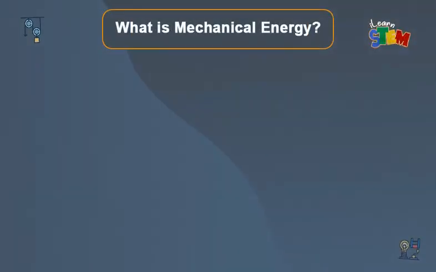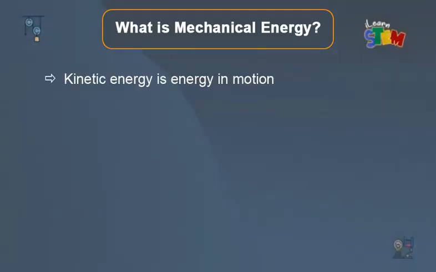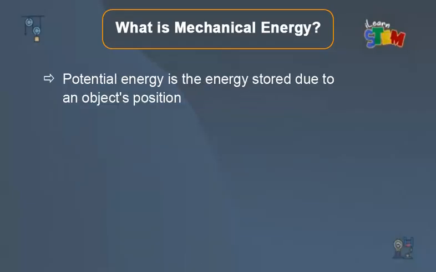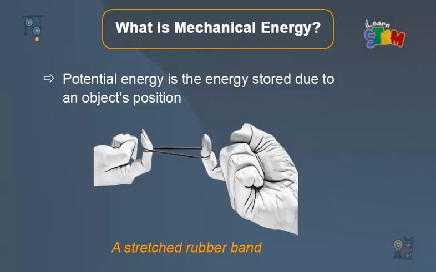Energy is all around us, and understanding how it is conserved helps us explain many real-world phenomena. What is mechanical energy? Mechanical energy is the sum of an object's kinetic and potential energy. Kinetic energy is energy in motion. Example, a moving car. Potential energy is the energy stored due to an object's position. Example, water stored in a dam or a stretched rubber band.